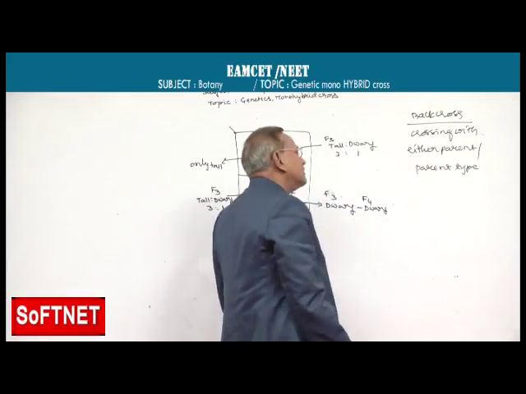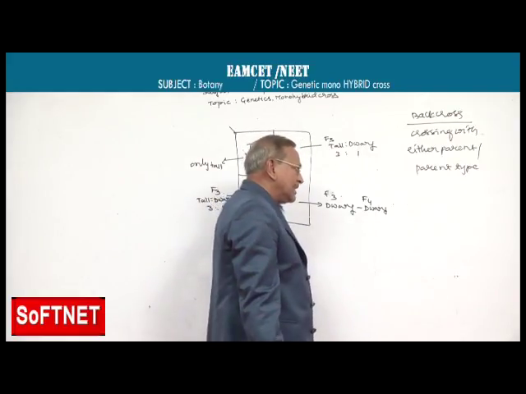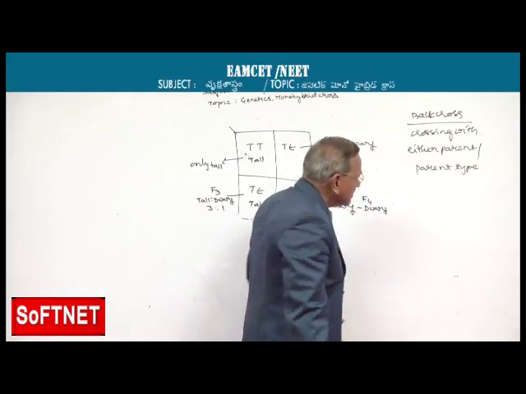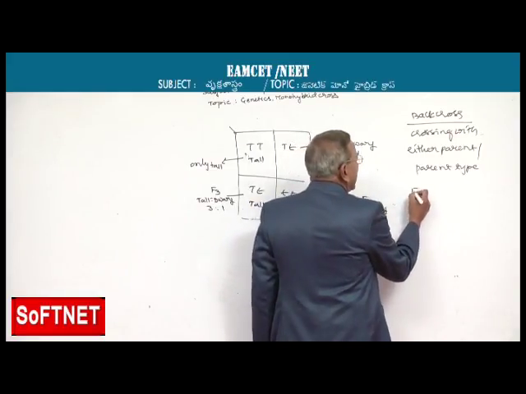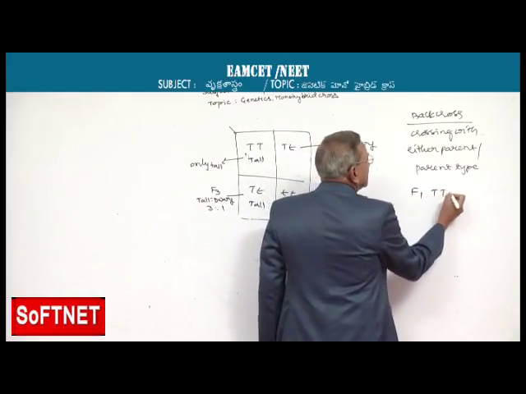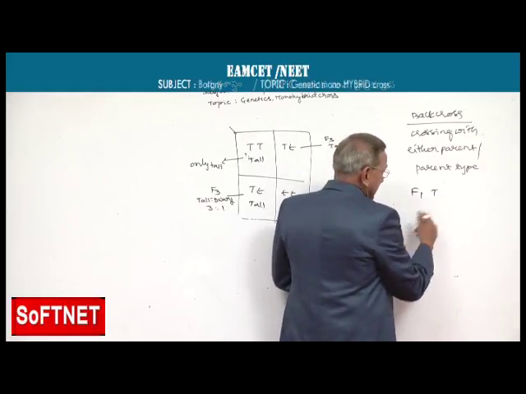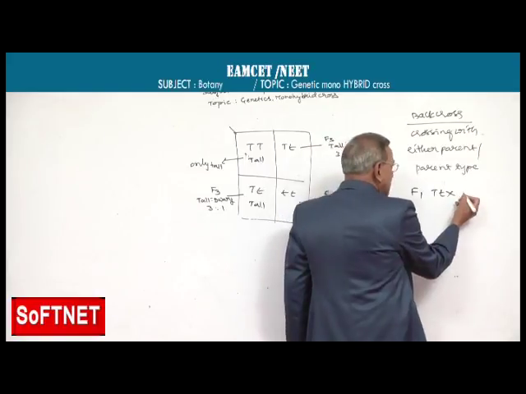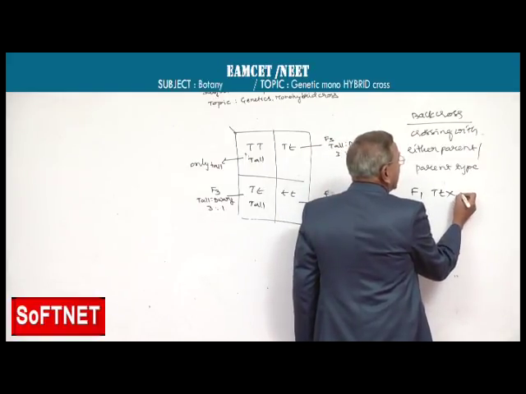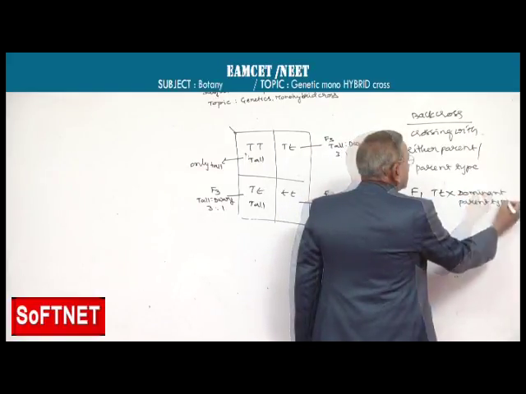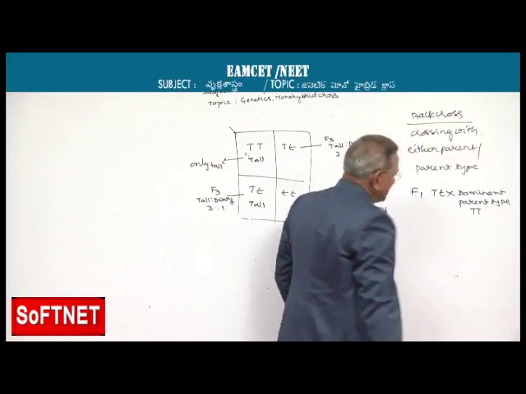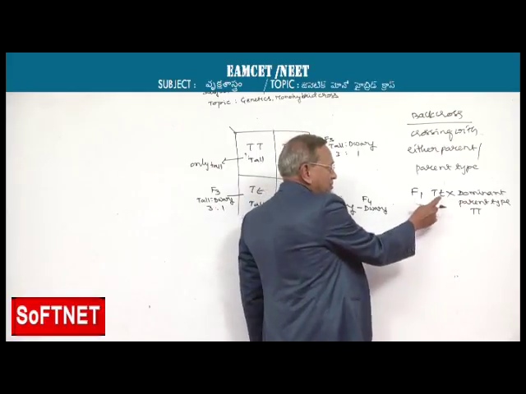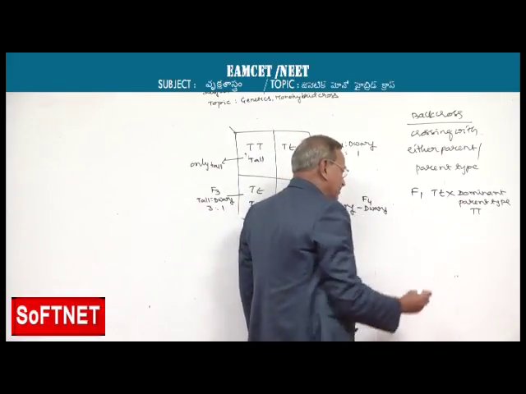To know the genotype of the organism, this cross is normally employed. So the F1 hybrid, capital T small t, was crossed with a dominant parent type, capital T capital T. Since this is heterozygous and this is homozygous, it produced two types of gametes, and this produced one type of gamete.